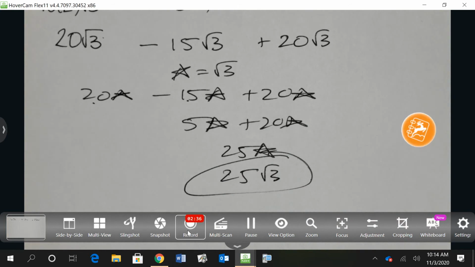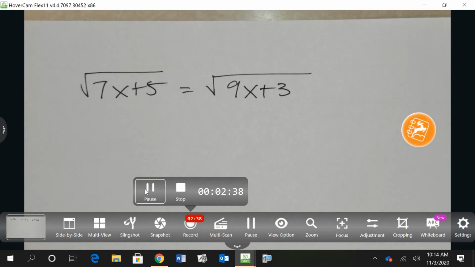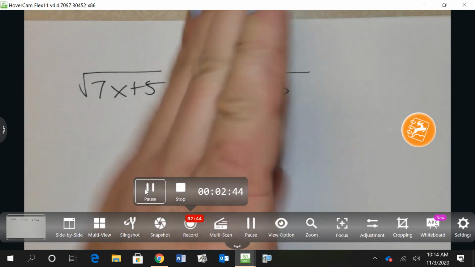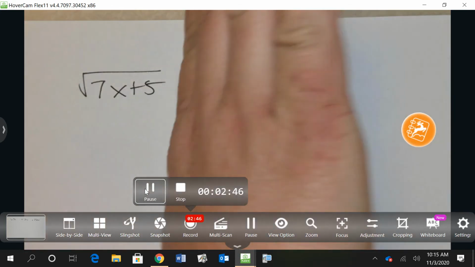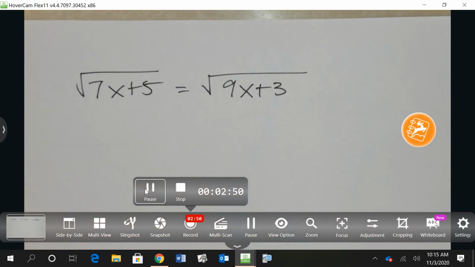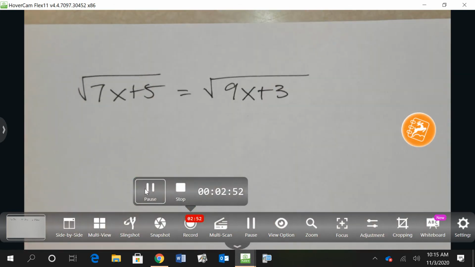Okay, let's go on to the next example. Remember that to understand this problem, I want you to think of it in 2 ways. This is an expression, and this is an expression. And we want to know, when do these 2 expressions equal each other? When are the x values exactly the same, so the left side equals the right side?